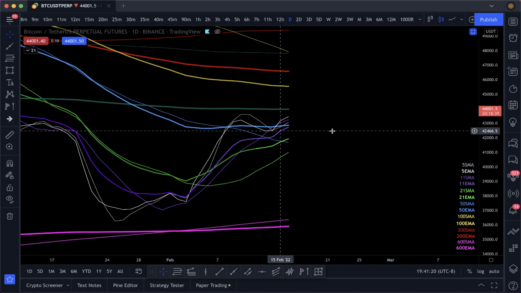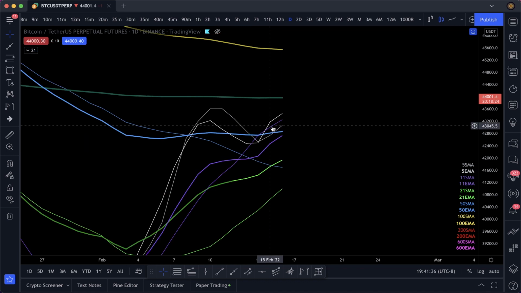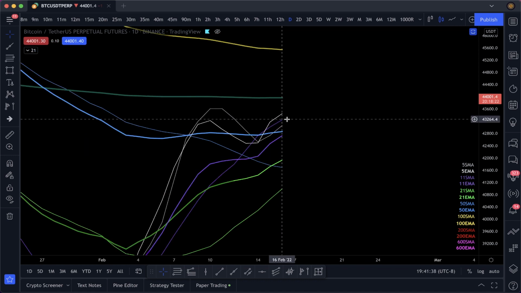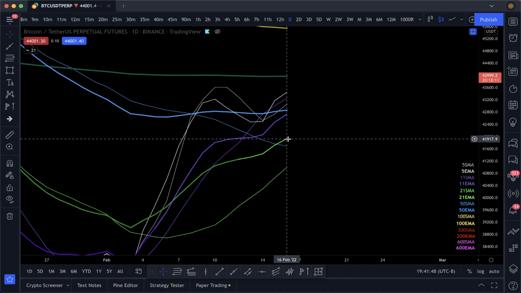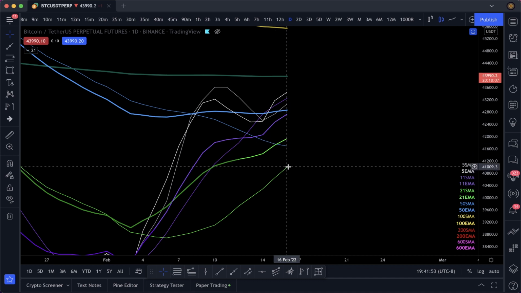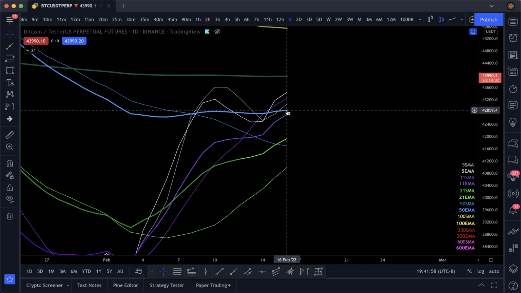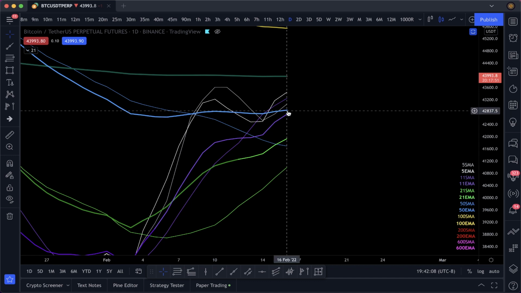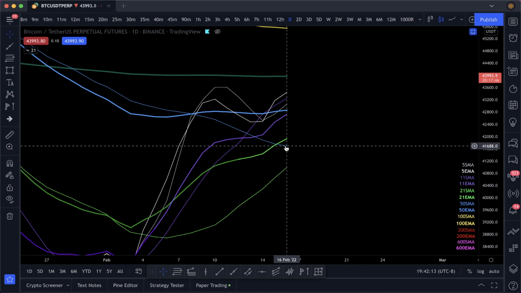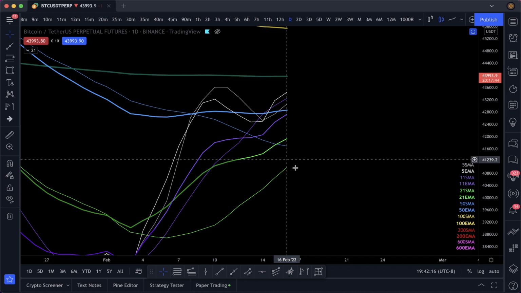Going on down, your thinner purple line here is going to be your 11 SMA. Your thicker purple is going to be your 11 EMA. Thicker green is going to be your 21 EMA. Thinner green is going to be your 21 SMA. We're just going down the line here. Your thicker blue line is going to be your 50 EMA. Your thinner blue line is going to be your 50 SMA.